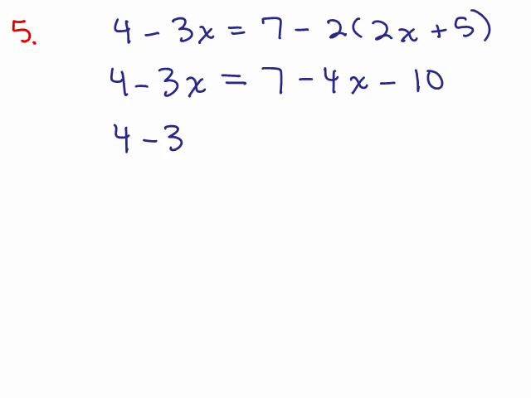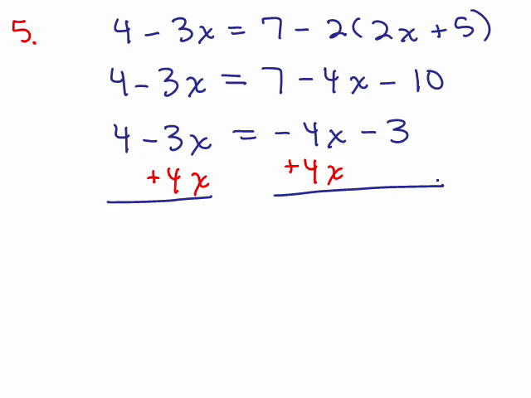We have to combine the like terms. The 7 minus 10 is a negative 3. So you could write negative 4x minus 3 or negative 3 minus 4x. Now we need to get the variables on one side and constants on the other. So how about we add 4x to both sides so that both of the variables are on the left-hand side. And if the variables are on the left-hand side, then I want to subtract 4 from both sides.